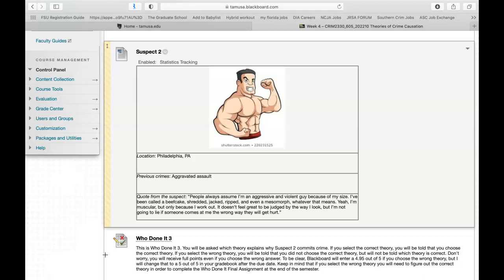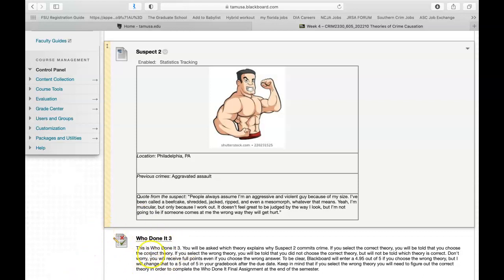So I want to make this clear because when you take the quiz, you will see if you don't get the answer right, Blackboard will automatically give you a 4.995, I believe. But just so you know, I will go back and change all those into 5s. So the only way that you get a 0 on these quizzes is if you don't take the time to do it at all. And of course, they're only going to be 1 to 2 questions.